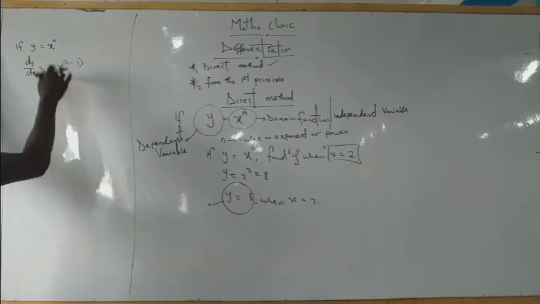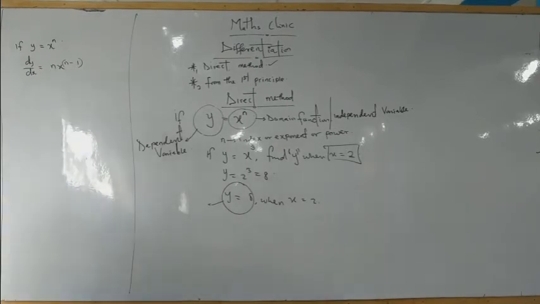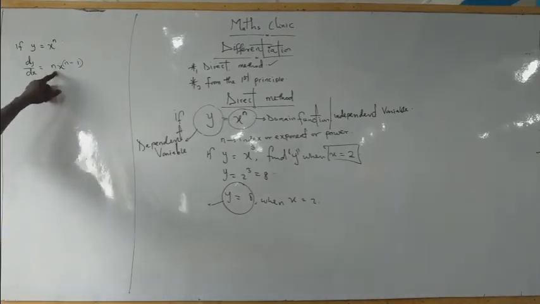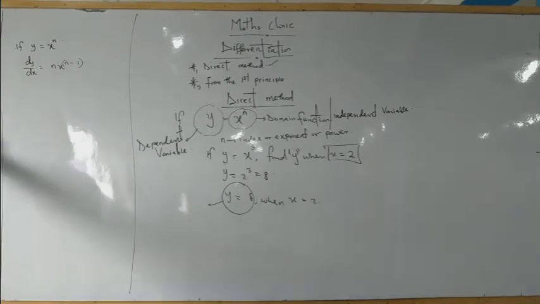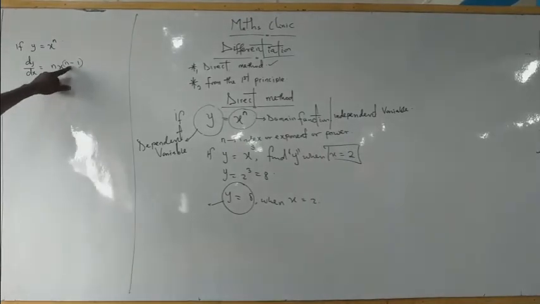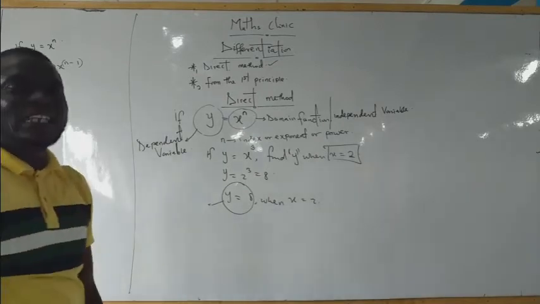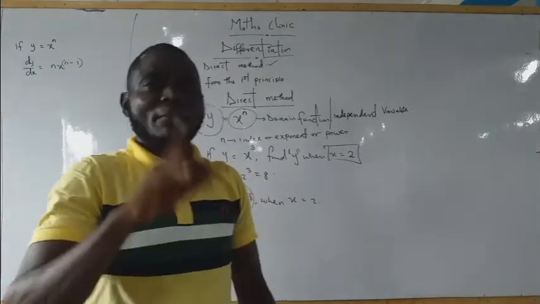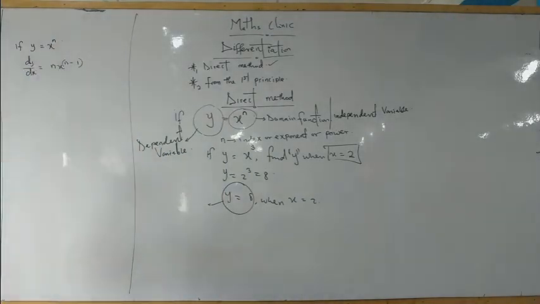To differentiate this is just to bring the power down to become the coefficient. That will be n x raised to power n minus 1, where n is the coefficient and n minus 1 is the power. If you have to differentiate, minus 1 is always constant. Please take note.